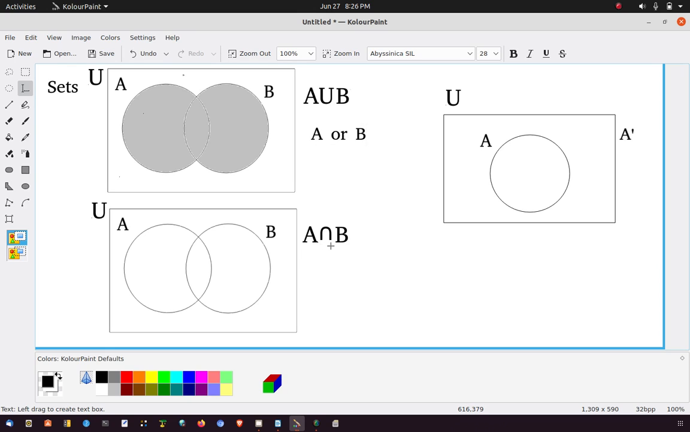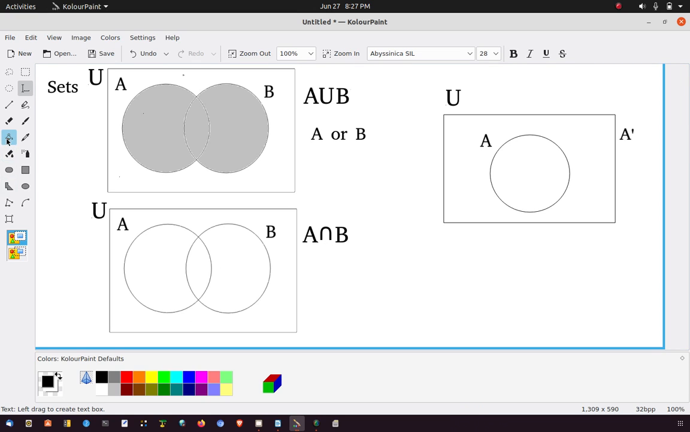Now, A intersect B is like the AND gate. You can compare it to the AND gate. Both inputs must be high for you to have an output that is high. If one input alone is high, the output is still low. If in the logic gate only one input is a 1 and the other is a 0, the output will be 0. The output is only 1 if all inputs are 1. In this case, it's AND.